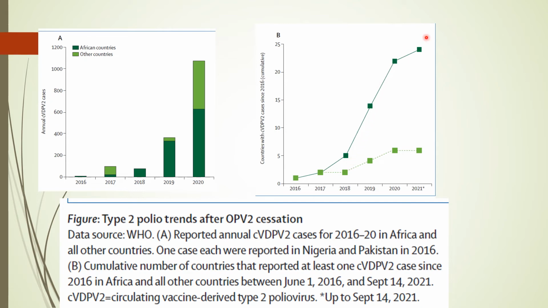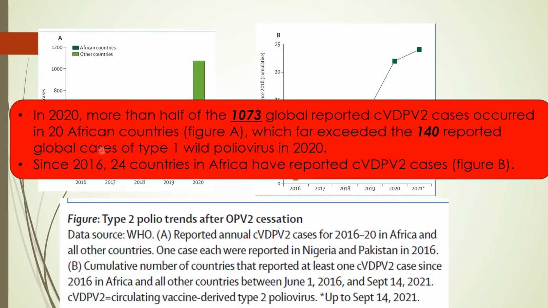This is the African countries, this is the non-African countries. Both are showing a dramatic increase in the number of countries. In 2020, more than half of the 1,073 global reported circulating vaccine-derived polio cases occurred in 20 African countries, which far exceeded the 140 reported global cases of type 1 wild poliovirus. Therefore, the circulating vaccine-derived poliomyelitis has substantially increased over type 1. The threat to the world is circulating vaccine-derived poliomyelitis now.